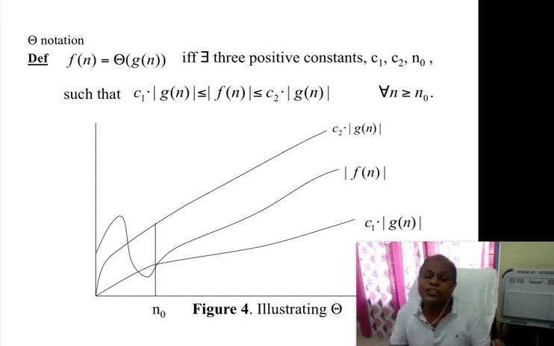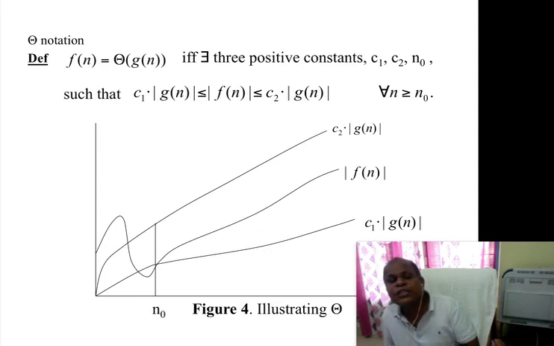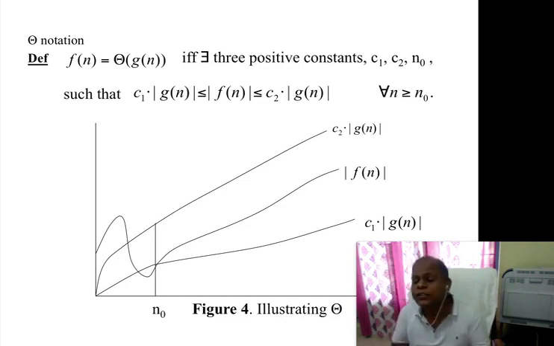If this condition is satisfied, then in that case we say that g(n) provides a tight bound to f(n). That means f(n) belongs to, or f(n) is equal to, theta of g(n). That means the theta notation provides the tight bound for any function.